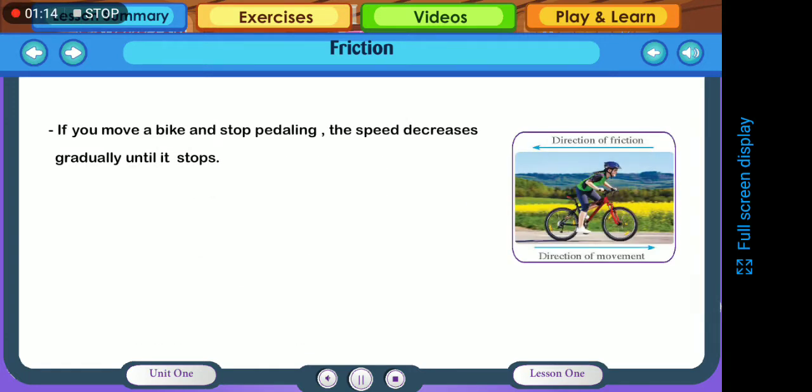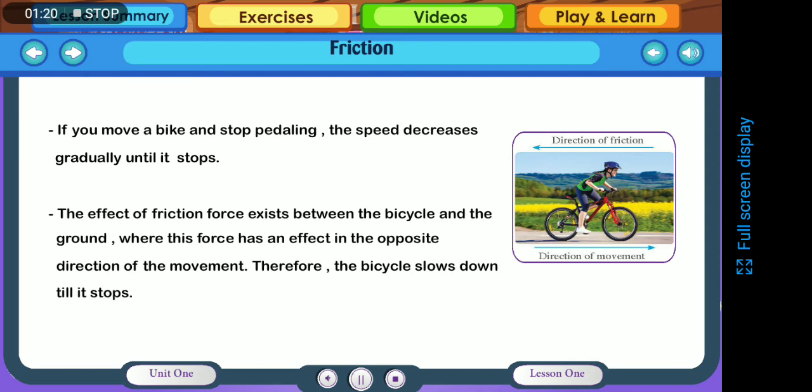If you move a bike and stop pedaling, the speed decreases gradually until it stops. The effect of friction force exists between the bicycle and the ground, where this force has an effect in the opposite direction of the movement. Therefore, the bicycle slows down till it stops. Look at this figure. We see that the direction of movement is forward, but the direction of friction is backward. Friction is in the opposite direction of movement.